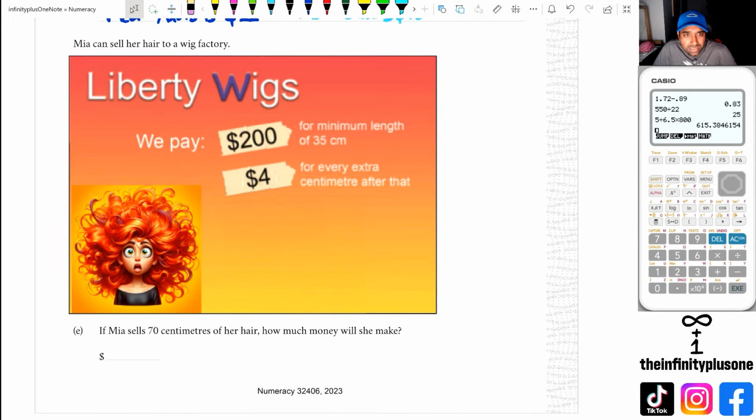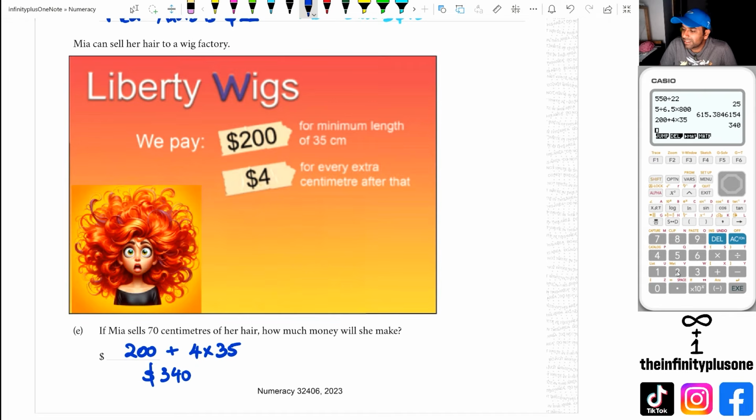So Mia sells 70 centimeters of her hair. How much money will she make? For the first 35 centimeters, she is going to get $200, plus $4 for every remaining centimeter, so 4 times the remaining 35 centimeters. She's got 70, so you go 70, take away 35. That's where $200 comes from. So then we've got 200 plus 4 times 35. That's going to give you $340.